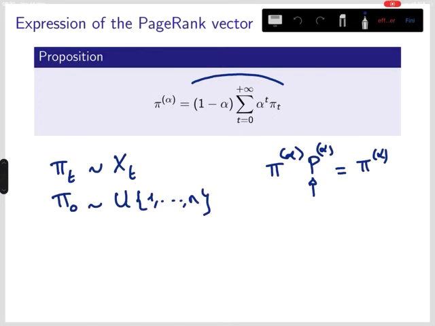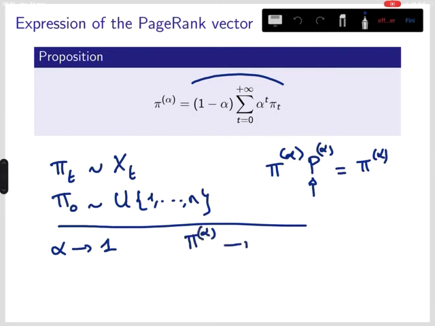Now, this expression is interesting because you may have a look at what happens in the limiting cases. For instance, when alpha tends to 1, pi alpha will tend to pi, which is the limit of pi of t, so the stationary distribution. So for instance, if you think of an undirected graph, this would correspond to the distribution which is proportional to the degrees of the nodes.